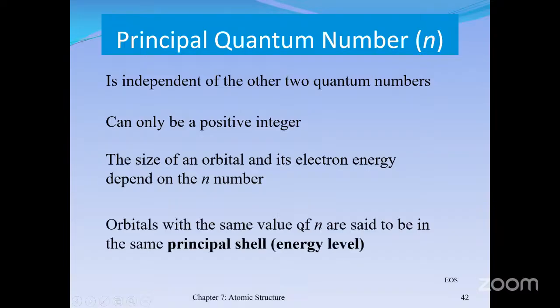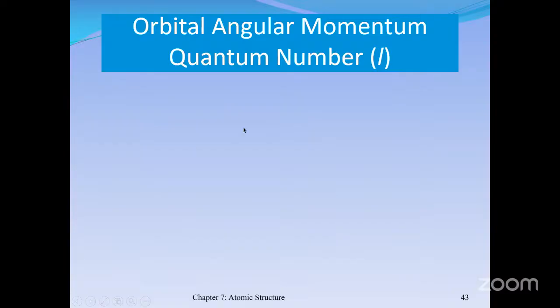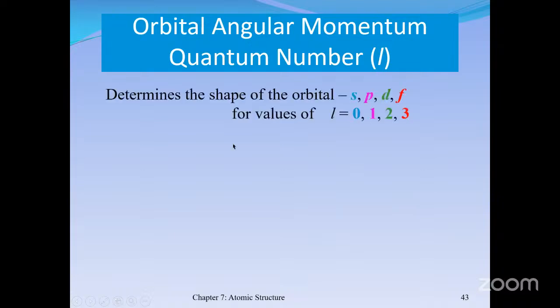Orbitals with the same principal quantum number n are said to be in the same principal shell or energy level. So any orbitals that have the same value of n are in the same shell or energy level. Then we have what is known as the angular momentum quantum number, symbolized by the letter L. These numbers correspond to the shapes of the different orbitals, and later on we're going to see what kind of shapes we're dealing with.